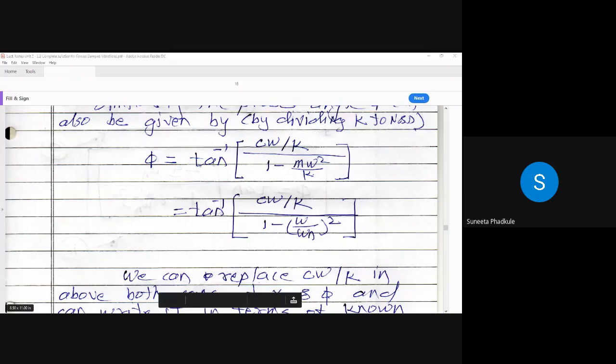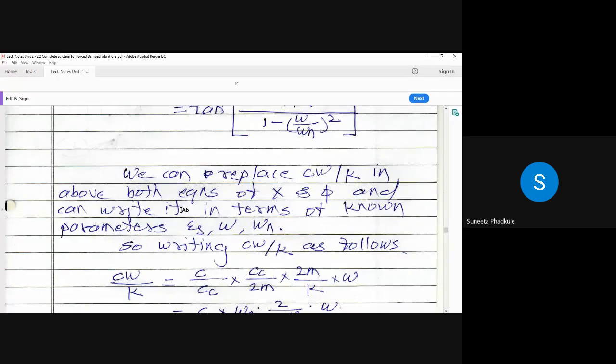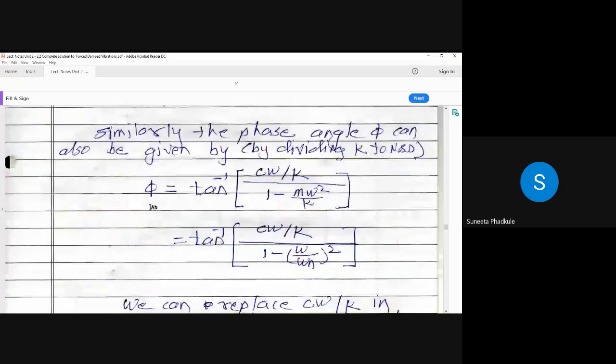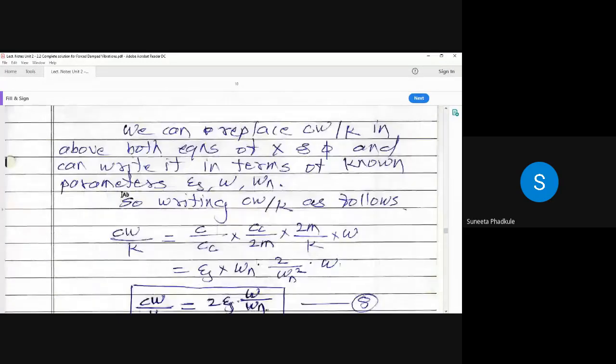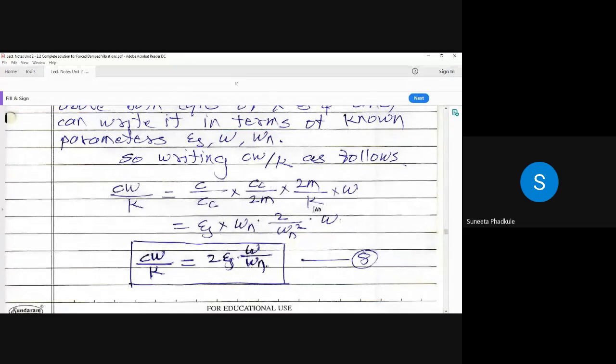Okay, now I have got the value of phi and X, but I still want to write this value in terms of zeta. So what will I do? I will write C omega upon K in this fashion. C omega upon K can be written as C upon Cc, you are dividing by Cc so multiply by Cc, then Cc upon 2M, you have divided by 2M so multiply by 2M, then 2M upon K into omega as it is.